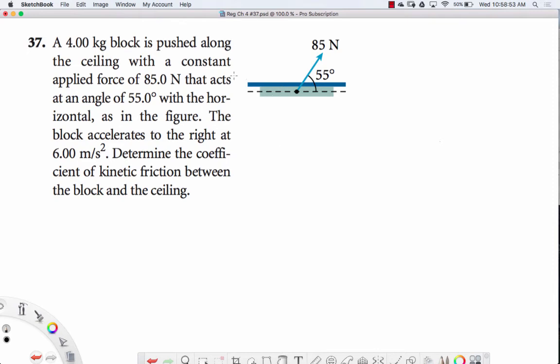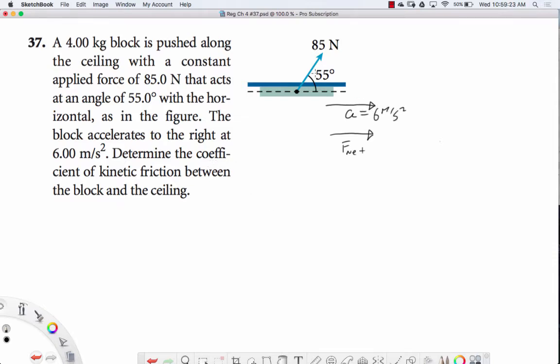So we have a 4 kilogram block being pushed along the ceiling with this constant force of 85 Newton at an angle of 55 degrees. This block accelerates to the right, so we have an acceleration, which tells us that there must be a net force. If the acceleration's to the right, which way is the net force going to be? To the right, because net force and acceleration are always together. And we know that this acceleration is 6 meters per second squared.